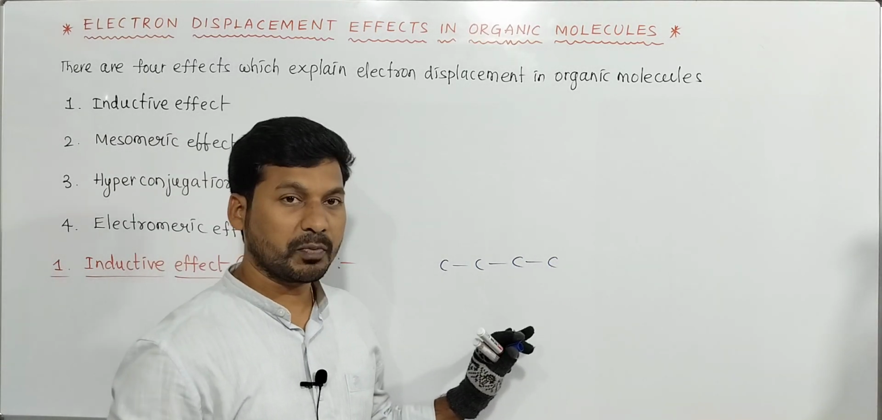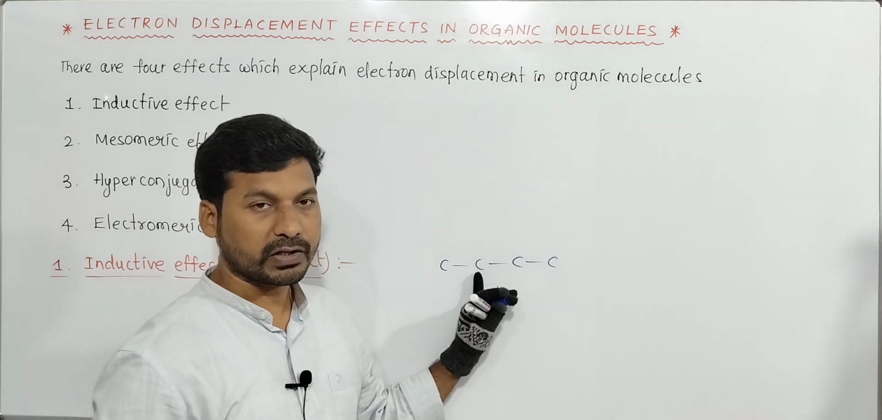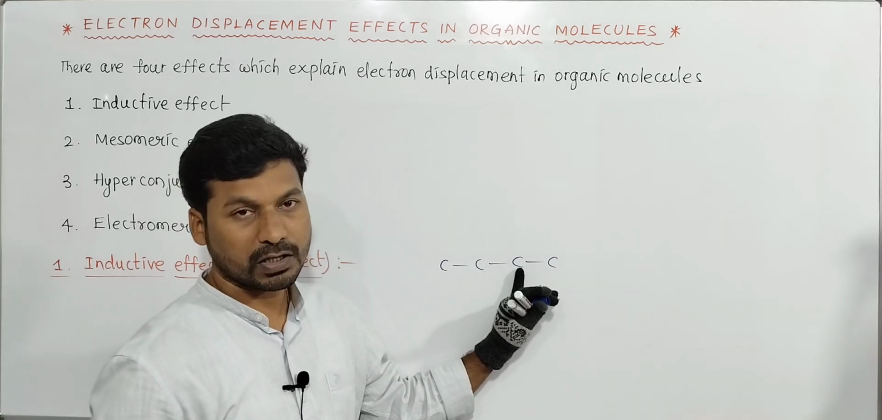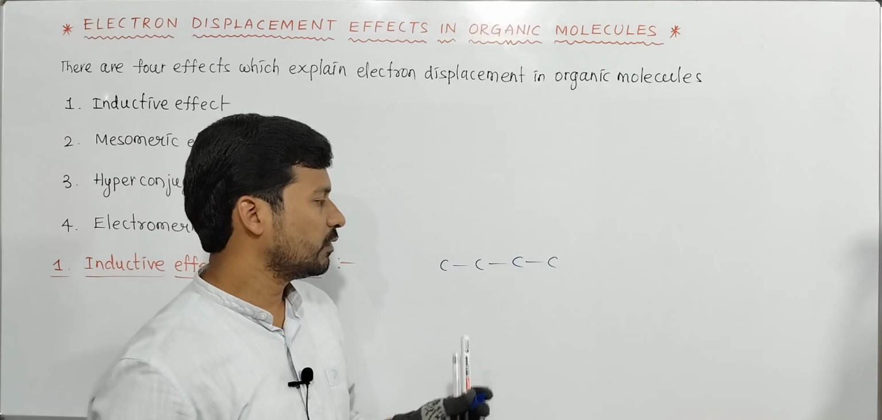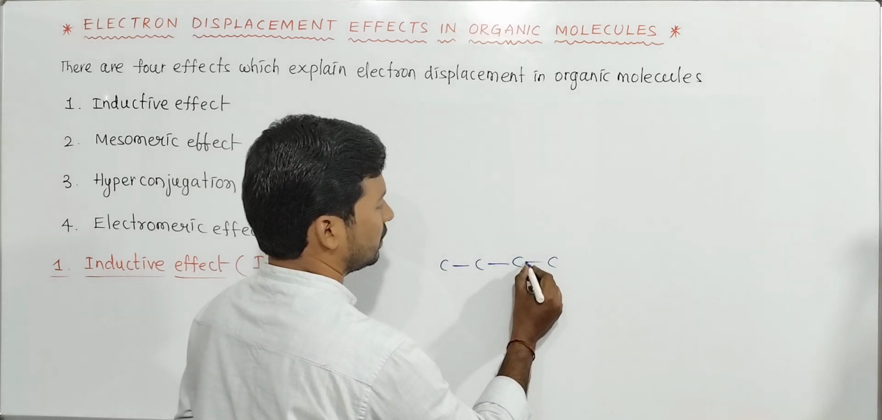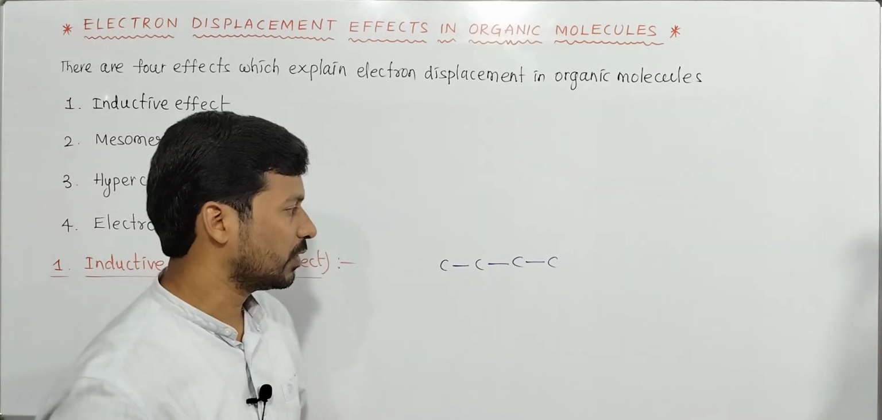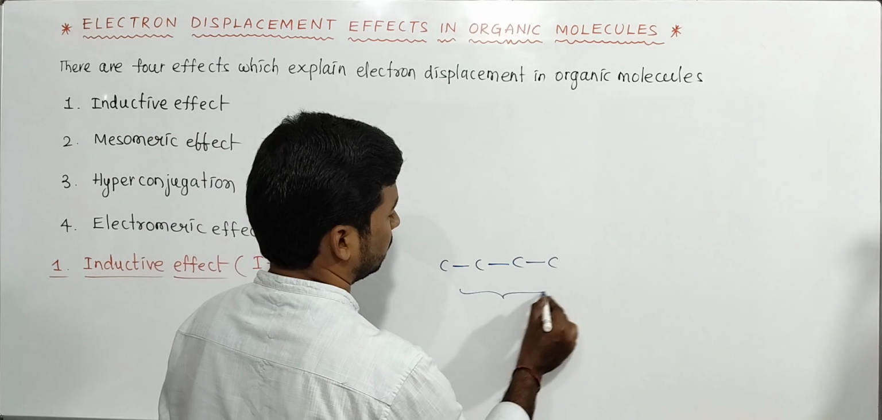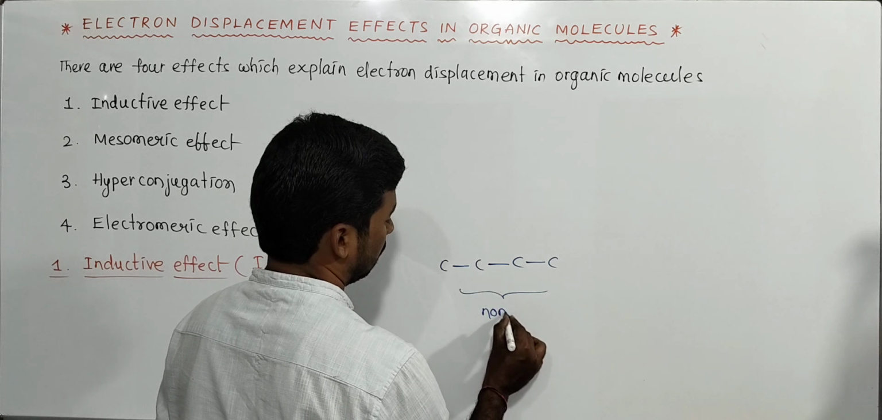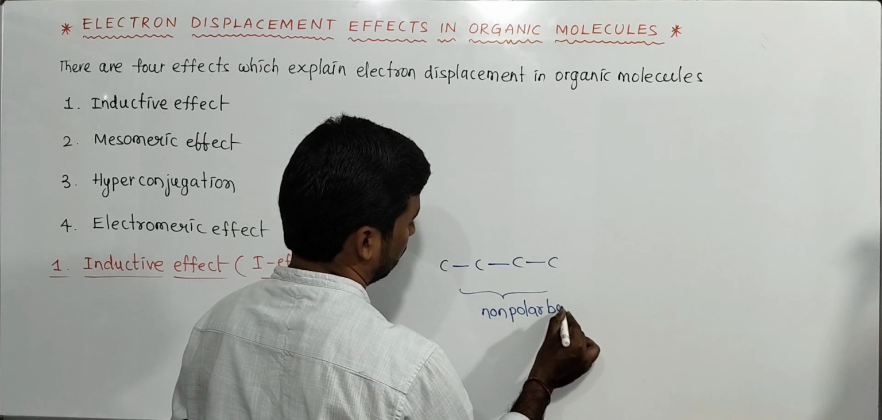Why are these non-polar bonds? Because both are carbon atoms of similar electronegativity. Whenever a bond is formed between atoms of similar electronegativity, those bonds are non-polar bonds. These bonds are non-polar bonds.